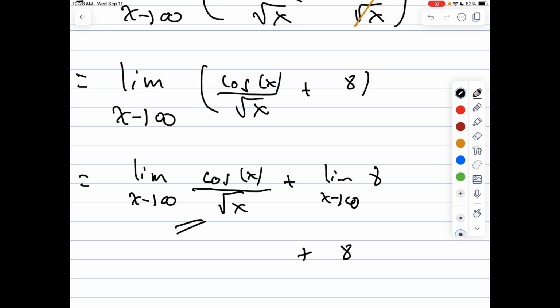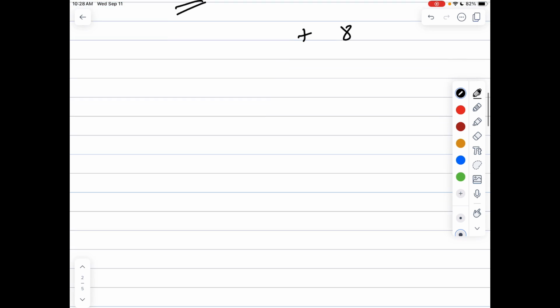However, what's this equal to? And you might have a good idea what this limit is equal to. Cosine itself goes between -1 and 1, and root x just gets really large as x goes on. So my guess here would be that this limit's going to be 0. But let's prove that rigorously, and that's where the squeeze theorem is going to come in. So let's talk about the squeeze theorem.